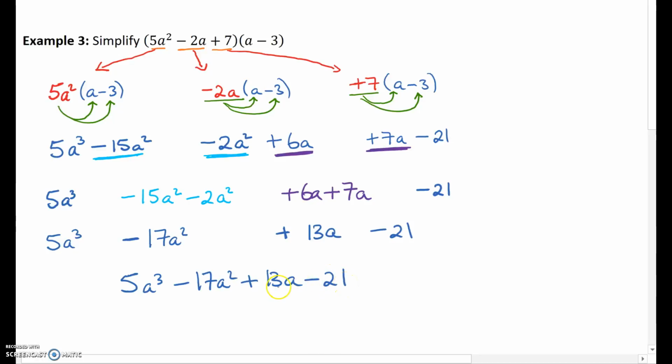Don't try and add 13s to 21s or 13s and 17s or anything else. Even though the letters are the same, the powers are different, and we cannot add. You can't add a regular number like the negative 21 to anything that has a variable attached. You just cannot do it. So we are finished here. You can't add a's with different powers. You can't add regular numbers to a's. You're just finished. Okay, and that is your answer.